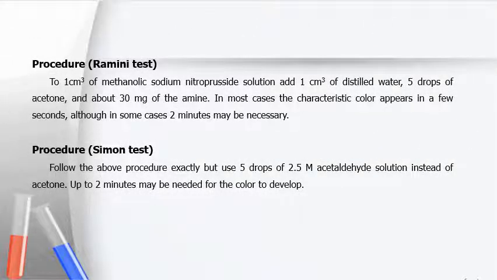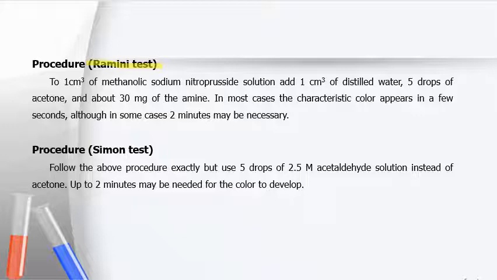Well, for the Ryman test, to 1 ml of methanoic sodium nitroprusside solution, we add 1 ml of distilled water, 5 drops of acetone, and about 30 milligrams of the amine. Sometimes the characteristic color appears in a few seconds. It depends, so you just give it from 1 second to 3 or 5 minutes in order to get the final result.